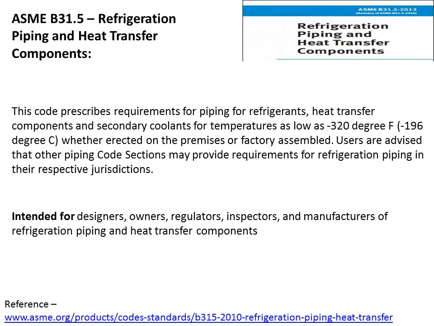Now, B31.5 for refrigeration piping and heat transfer components. This code prescribes requirements for piping for refrigerants, heat transfer components, and secondary coolants for temperatures as low as minus 320 degrees Fahrenheit, whether erected on the premises or factory assembled. Users are advised that other piping code sections may provide requirements for refrigeration piping in their respective jurisdiction. It is intended for designers, owners, regulators, inspectors, and manufacturers of refrigeration piping and heat transfer components.